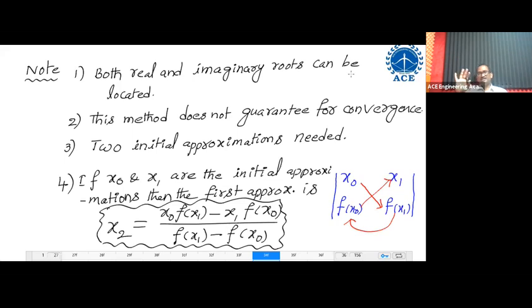But here, opposite signs are not considered. The first line should be drawn passing through x0, x1. It doesn't matter whether f(x0), f(x1) have the same signs or opposite signs. The next line will be drawn passing through x1, x2, regardless of the signs of f(x1), f(x2). The next line is drawn passing through x2 and x3, again regardless of signs. In the regula falsi method, the line is drawn only if f(x2), f(x3) have opposite signs.